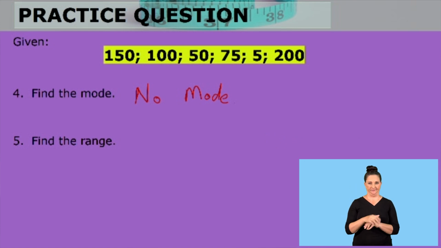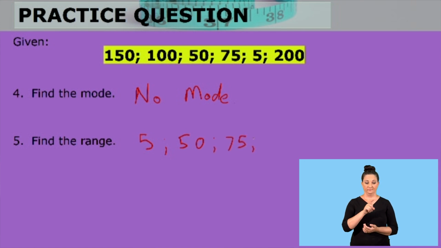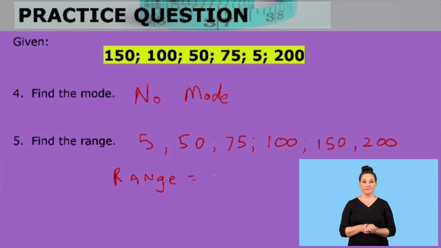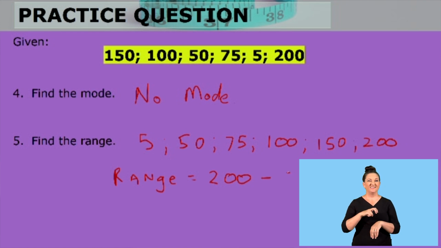All right, so looking here, arranging from smallest to biggest, I get 5, 50, 75, 100, 150, and 200. There we go. So the range: the highest value, the number at the end once we've arranged it, that's 200. I've got to subtract the number at the start, which is 5. And my answer here is 195.